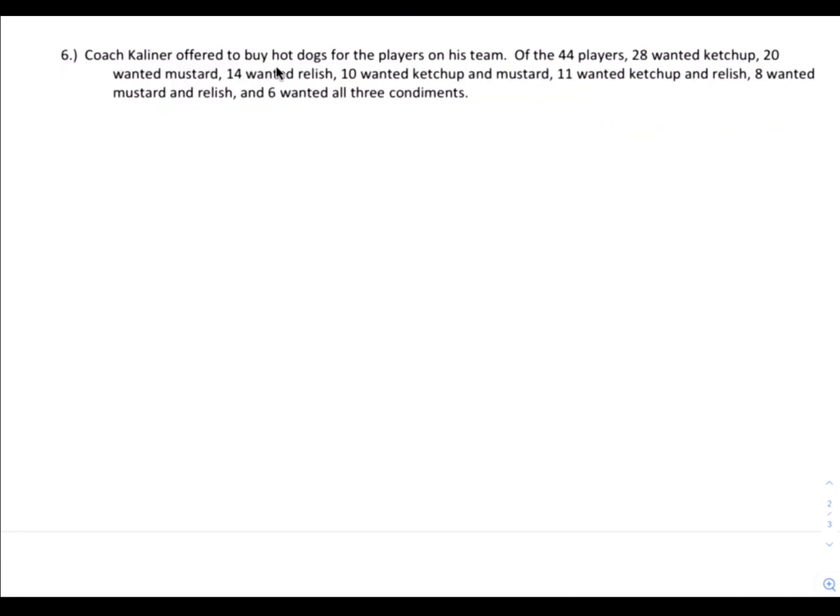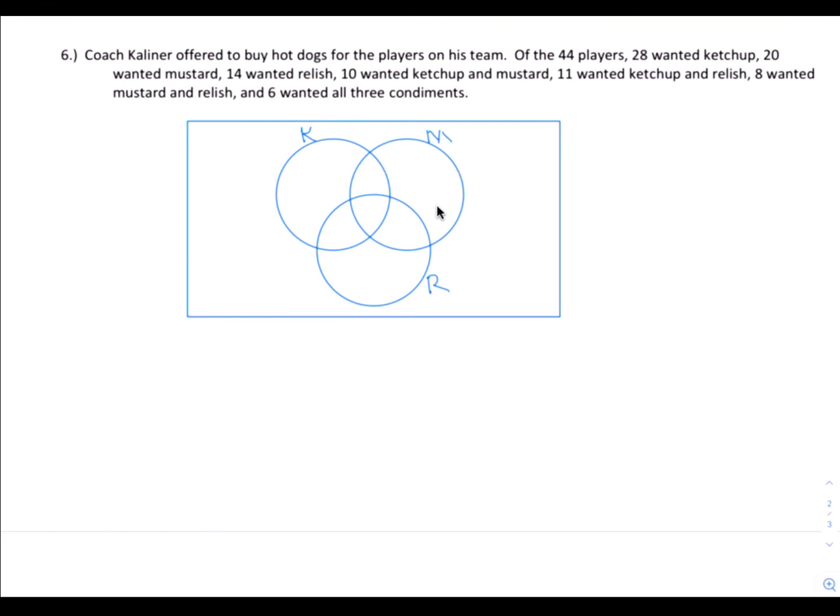Coach Callender offered to buy hot dogs for the players on his team. Of the 44 players, 28 wanted ketchup, 20 wanted mustard, 14 wanted relish, 10 wanted ketchup and mustard, 11 wanted ketchup and relish, 8 wanted mustard and relish, and 6 wanted all 3 condiments. So we need 3 circles, 1 circle representing ketchup, 1 representing mustard, and 1 representing relish.